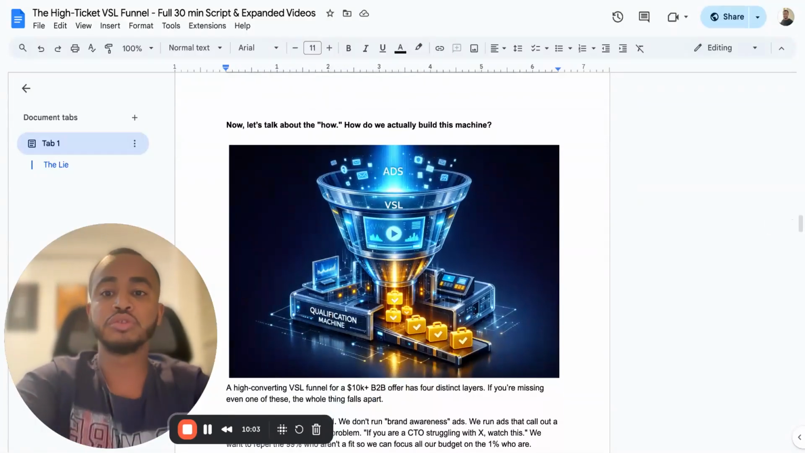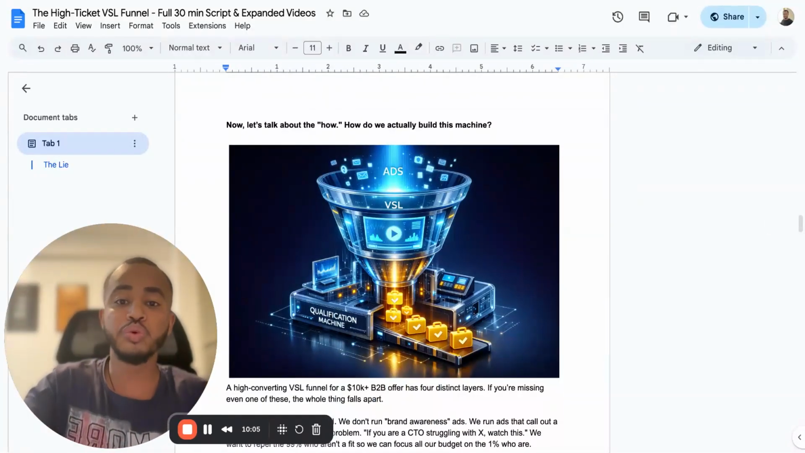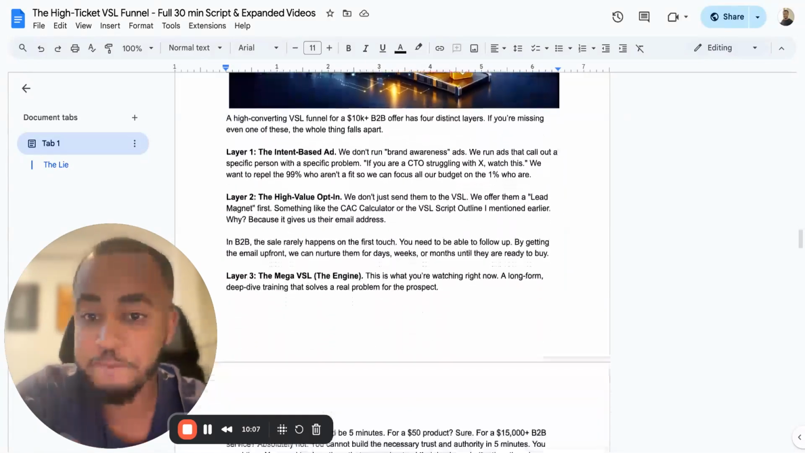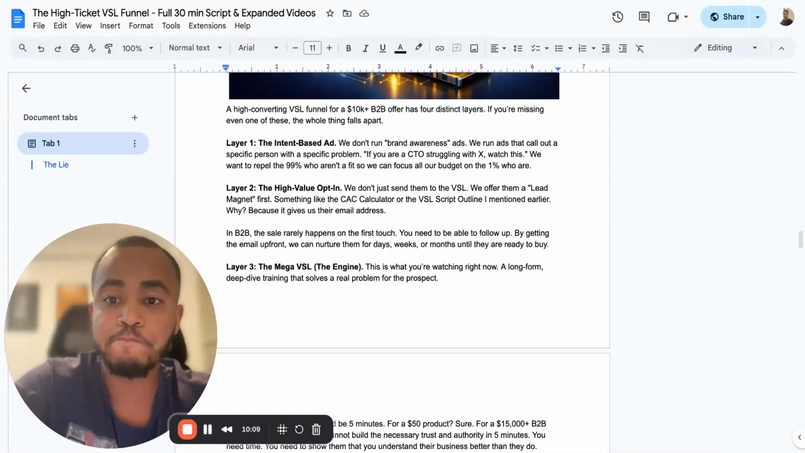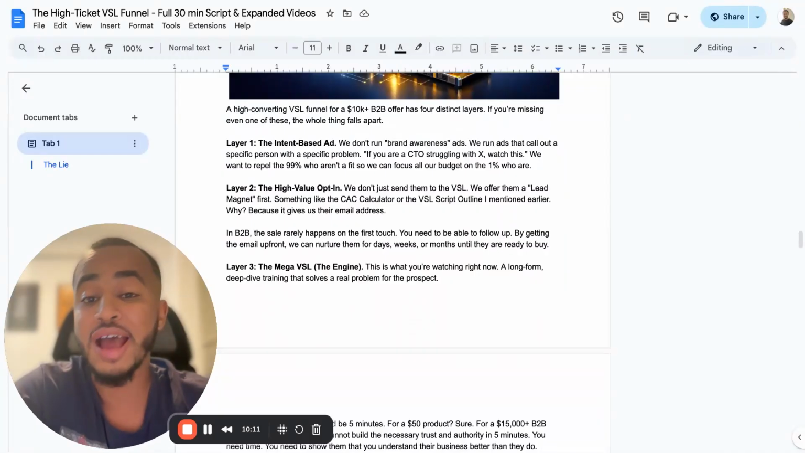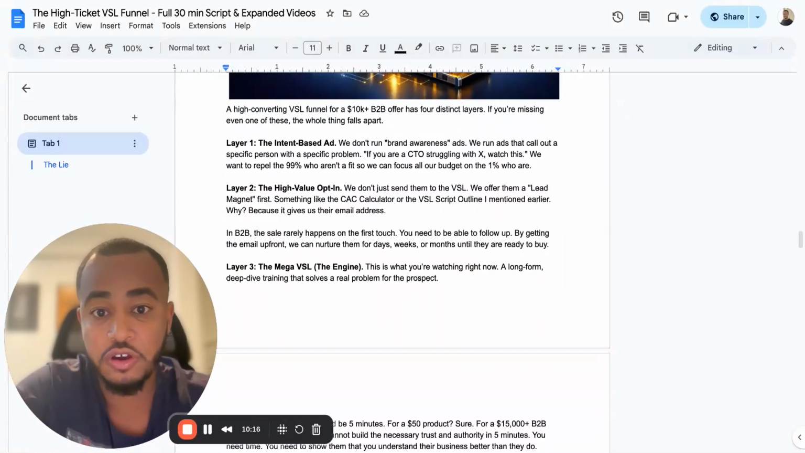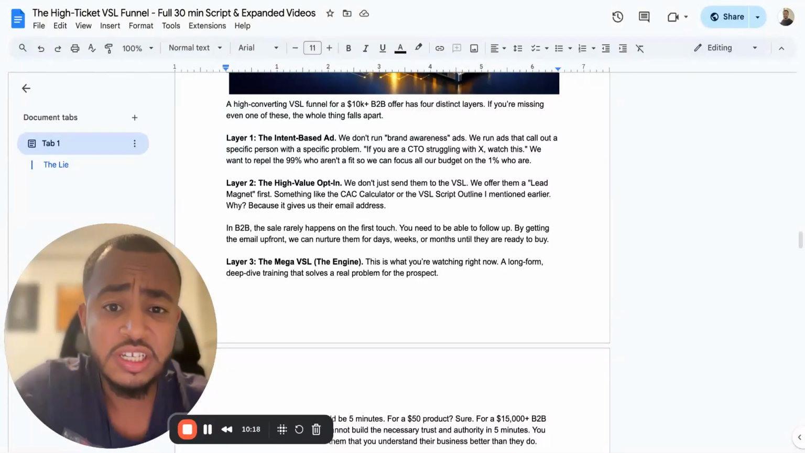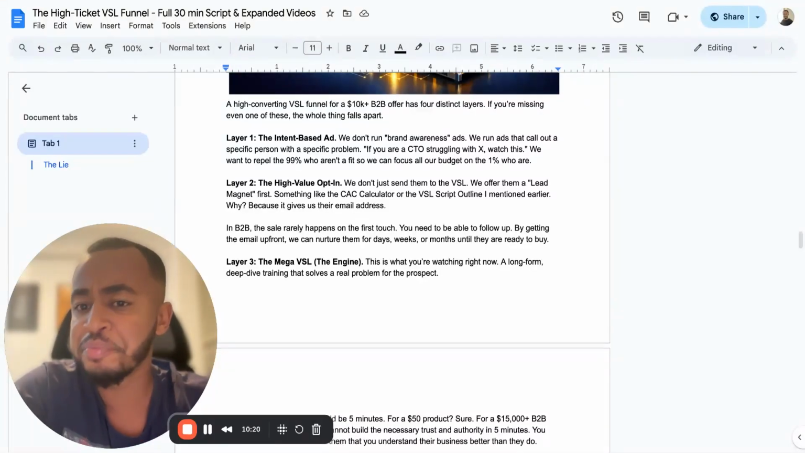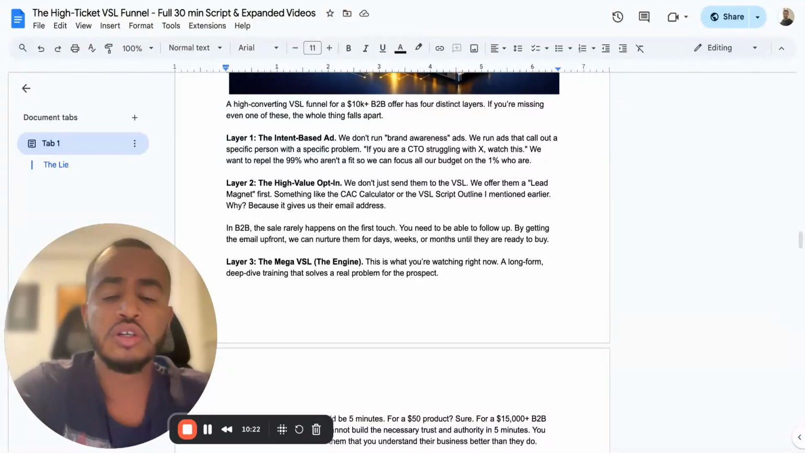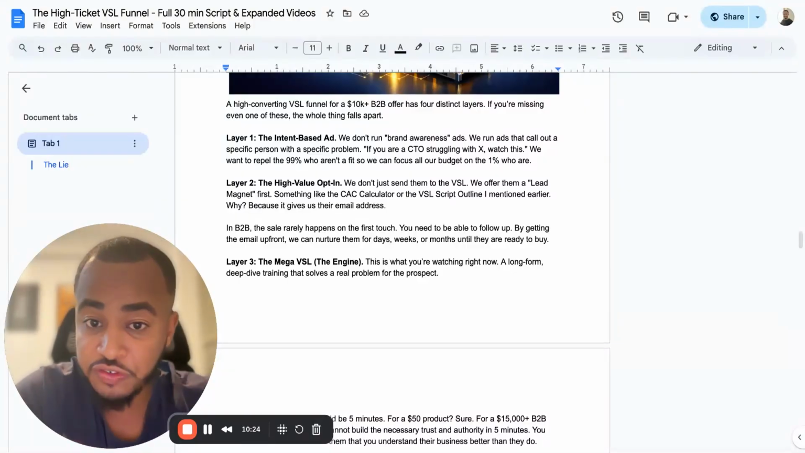Now let's talk about the how. How do we actually build this machine? The high-converting VSL funnel for high ticket businesses, probably anything more than 5 grand. It has 4 distinct layers. If you are missing even one of these, the whole thing falls apart.